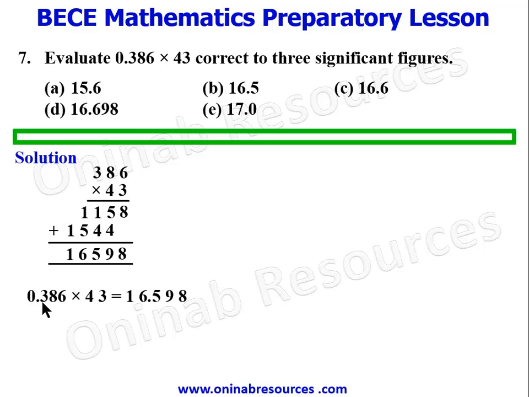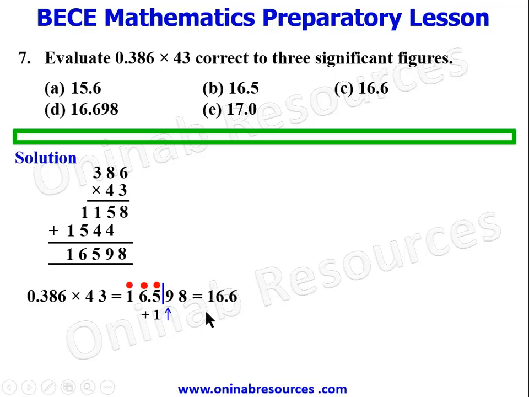This is the product of multiplying 0.386 and 43. Now we are going to correct this answer to 3 significant figures. 1, 2, 3, 4, 5. We have 5 significant figures now. We are interested in the first 3. That is, we are interested in 1, 6, and 5. So we draw our line there. Since this is 9, we are going to round it up to 1 and add that 1 to 5.